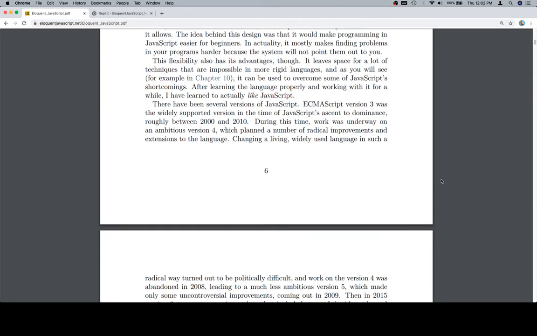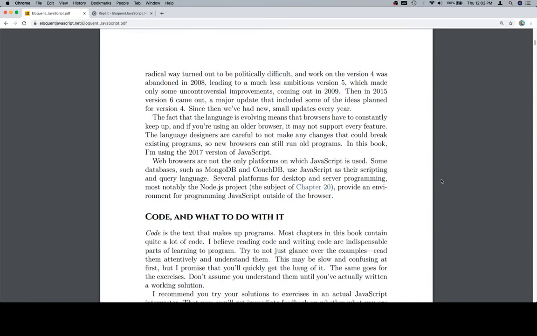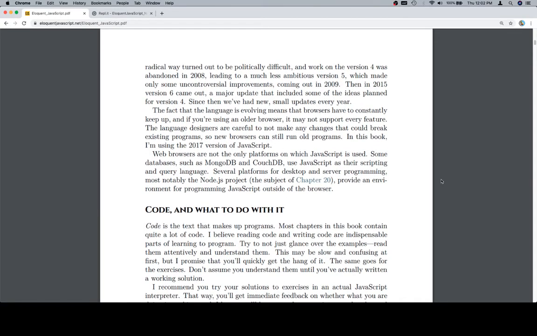Changing a living, widely used language in such a radical way turned out to be politically difficult, and work on version 4 was abandoned in 2008, leading to a much less ambitious version 5, which made only some uncontroversial improvements, coming out in 2009. Then in 2015, version 6 came out, a major update that included some of the ideas planned for version 4. Since then, we've had new, small updates every year.